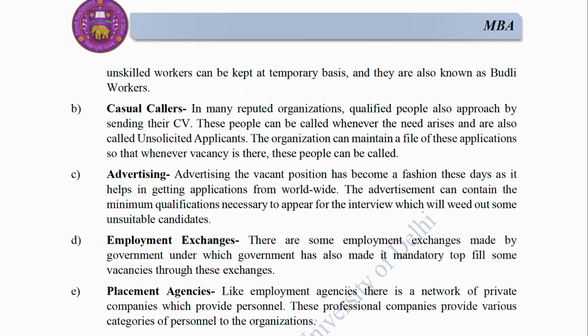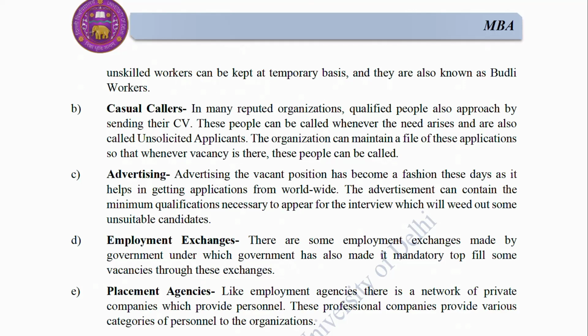Third, advertising. Advertising the vacant position has become a fashion these days as it helps in getting applicants from worldwide. The advertisement can contain the minimum qualifications necessary to appear for the interview, which will weed out some unsuitable candidates. Fourth, employment exchanges. There are some employment exchanges made by the government, under which the government has also made it mandatory to fill some vacancies through these exchanges.